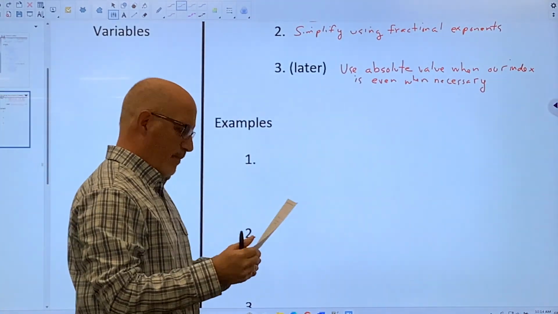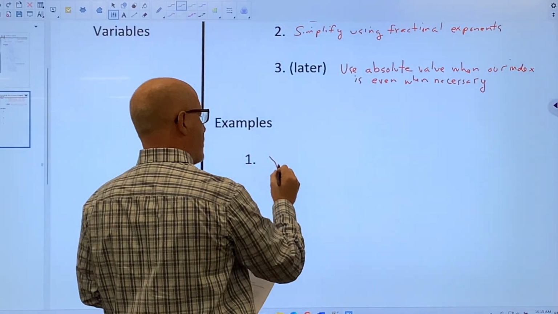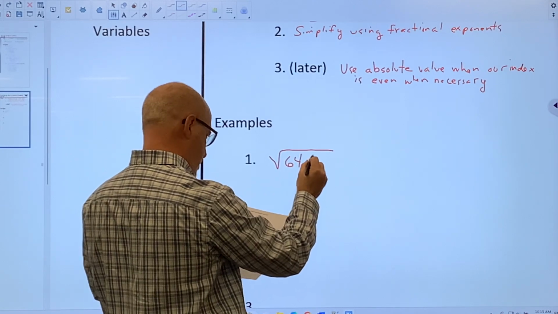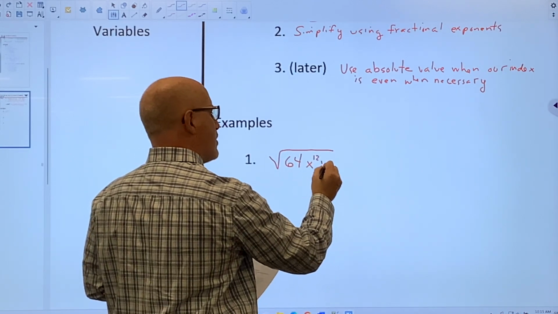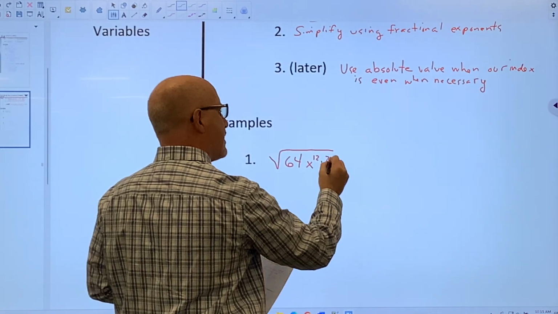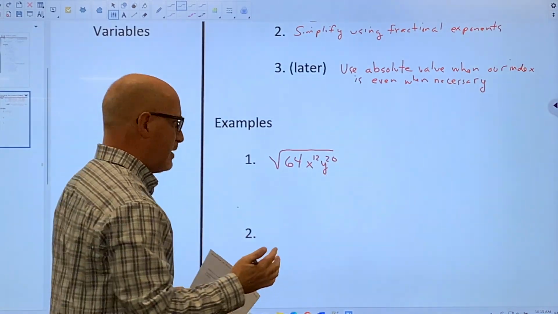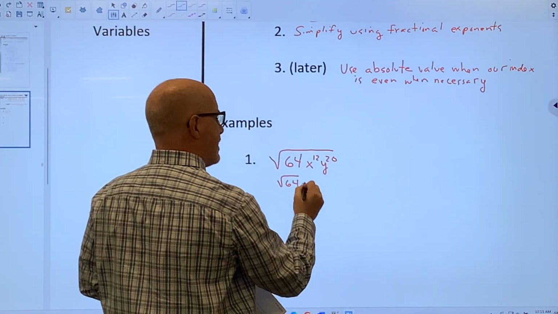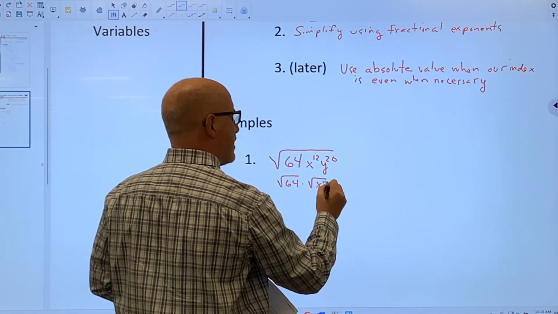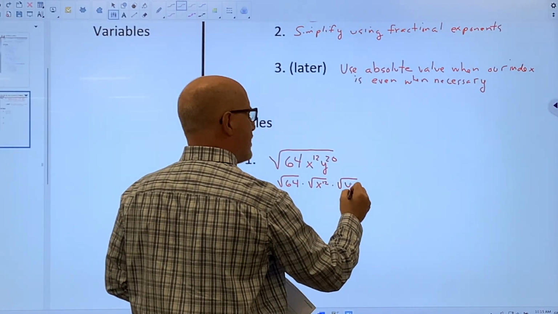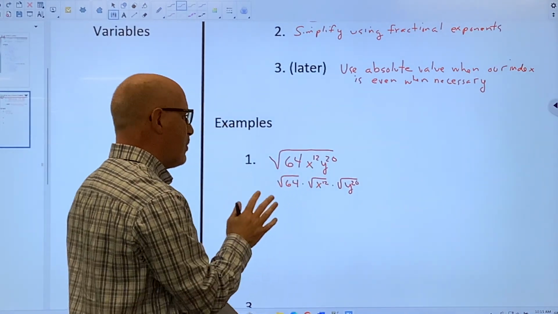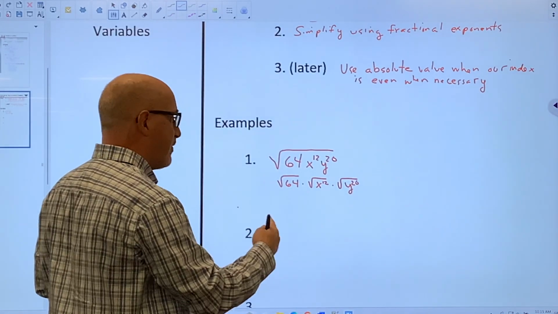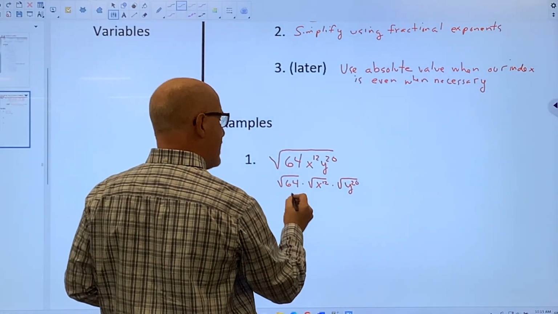The first example I want to do is just a square root. Remember, when there's no index, it's implied to be a 2. So the square root of 64 x to the 12th y to the 20th. What I'm going to do is separate this using that rule. I'm going to make this into the square root of 64 times the square root of x to the 12th times the square root of y to the 20th. Notice we know the square root of 64. If it's not an exact number, we could simplify by finding a perfect square, but this one is just 8.